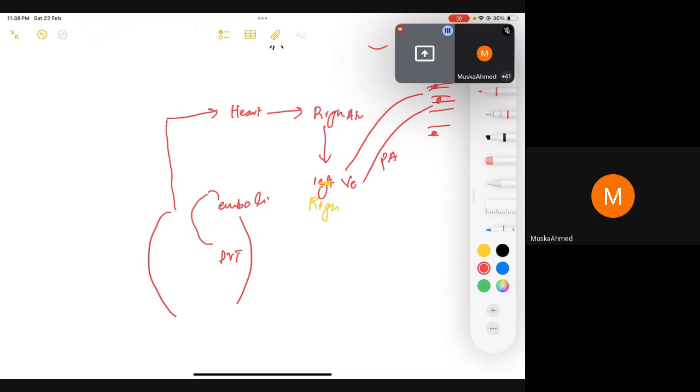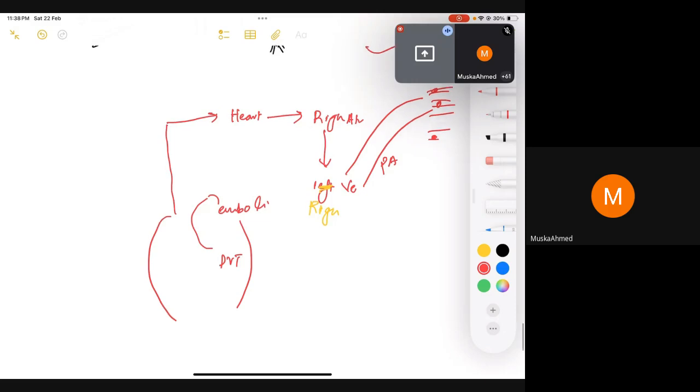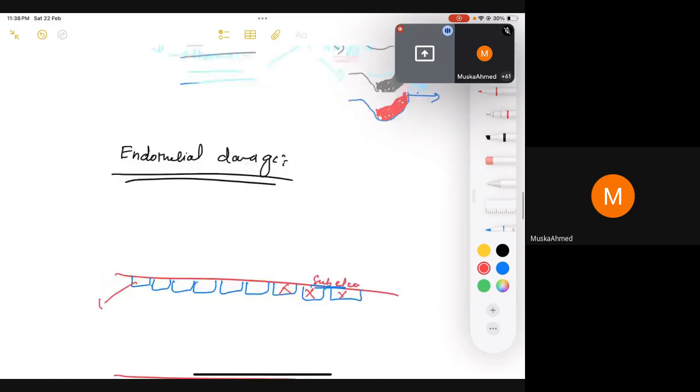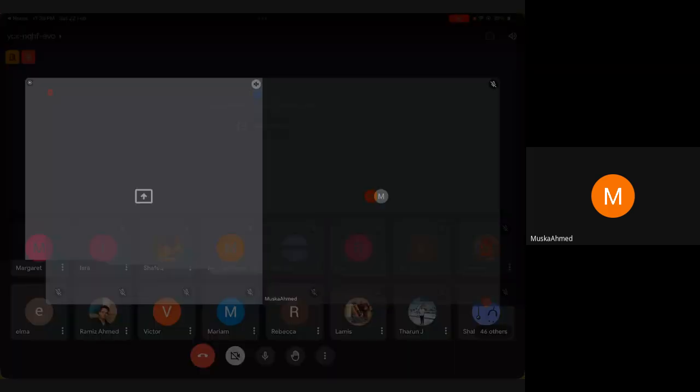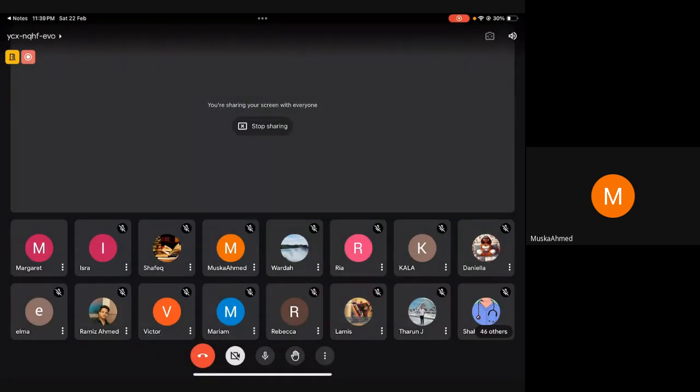Okay, so this was a brief overview of pulmonary embolism. You should just know the pathway. And with this, the discussion comes to an end. We are going to have 5 minutes of break, and right after that, Dr. Taha is going to continue the session for your questions.